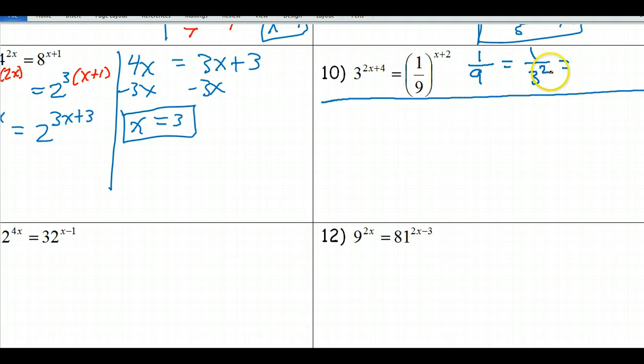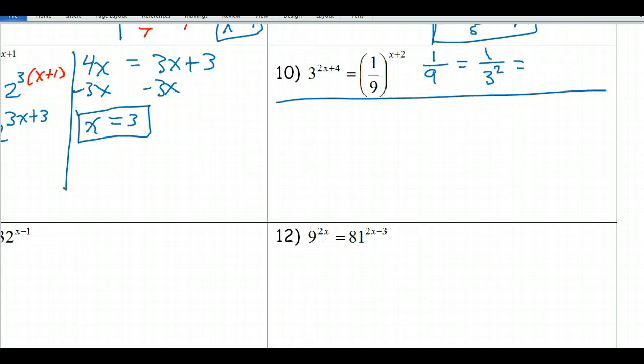Now, if I wanted to write this as just a base and a power, couldn't I write this as 3 to the negative 2 power and be the same thing? Did you follow that? Okay. So 1/9 is the same thing as 3 to the negative 2 power. So going back to the original problem, I could just write this down. 3 to the 2x plus 4 power equals. Now instead of 1/9, I'm going to put 3 to the negative 2 power. I just made that substitution now.